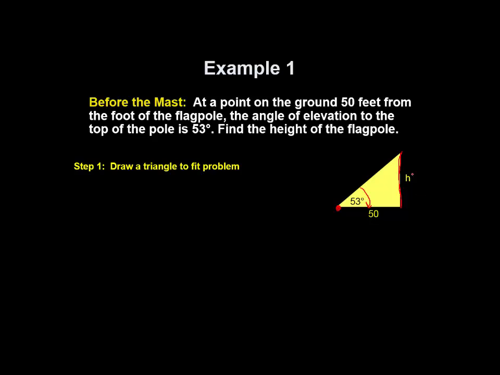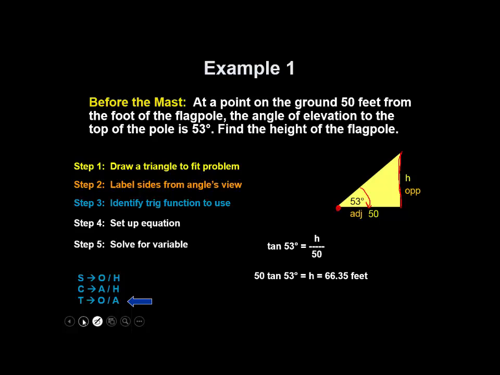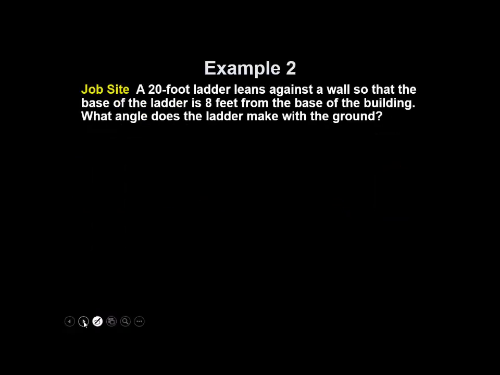All right, so I'm trying to find the height of the flagpole. Well, I know from the picture that I have opposite over adjacent, so I'm going to use tangent functions. So I'm going to set up the equation. The tangent of 53 equals h over 50, and then I'm going to solve, and so I see that the flagpole is 66.35 feet tall.